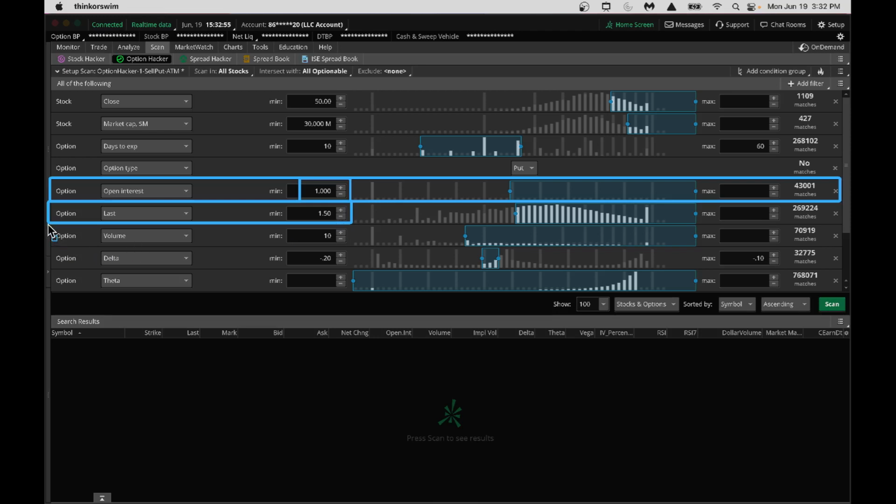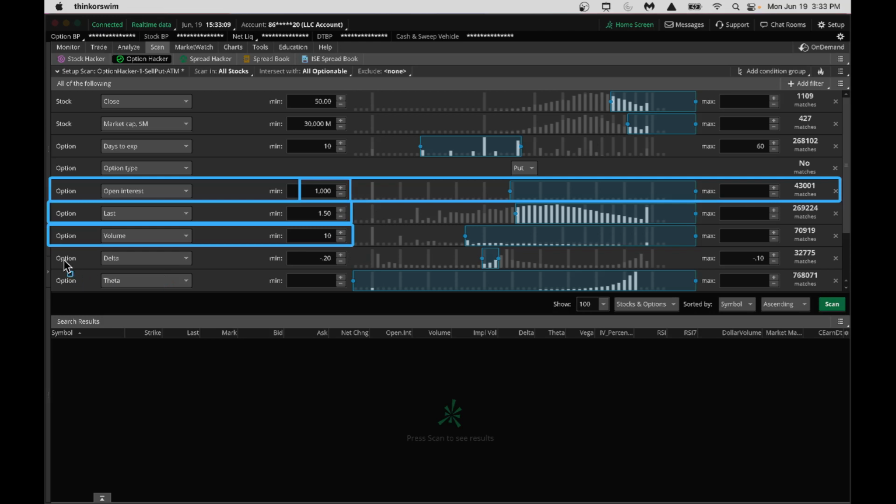Next is volume. I just put the volume at 10. I want to make sure at least some options are traded today. That's why I put 10 as the minimum. If the option is not traded at all today, then I'm not interested.